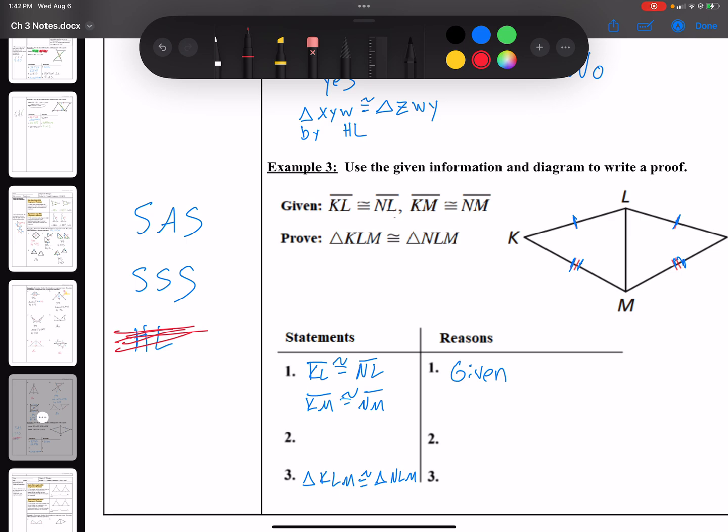So I was given two pairs of equal sides. So guess what? We're already almost done. If I could show somewhere that they have an equal included angle, then I could use side angle side. Or if I could show that they have a third pair of equal sides, then I could show that they're congruent by side, side, side.